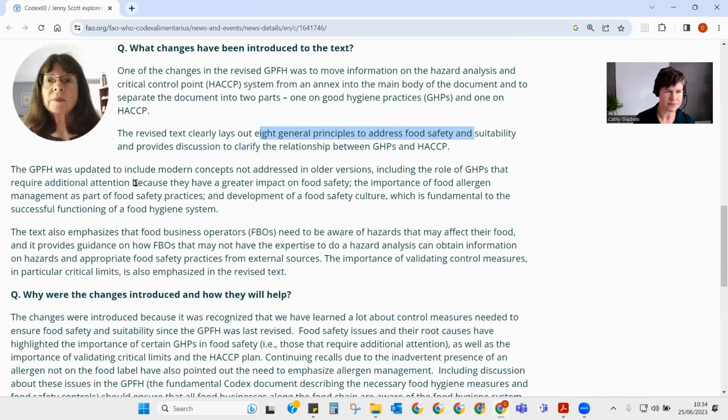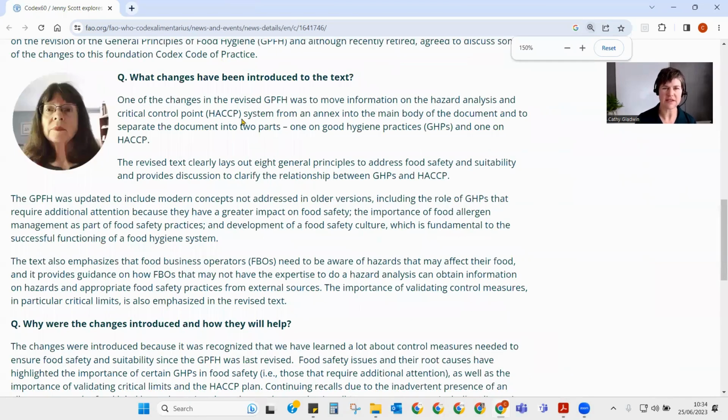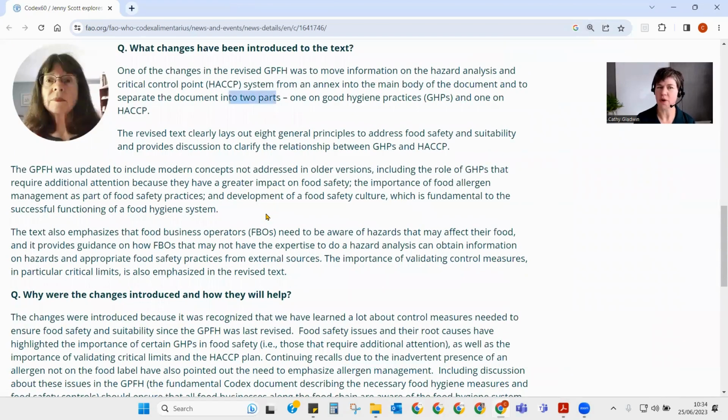So, for example, including the role that good hygiene practices require additional attention because they have a great impact. Yes, but it's exactly what the old one said as well. The importance of food allergen management. There are no extra additions. I've double-checked and searched allergens. She says that they divided it into two parts.